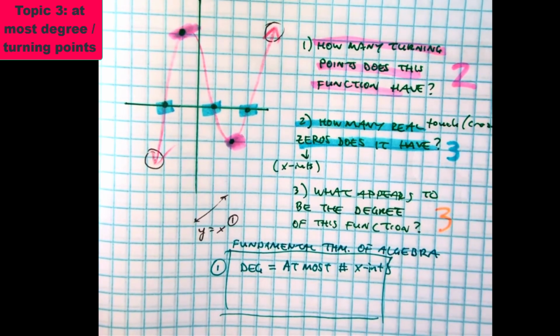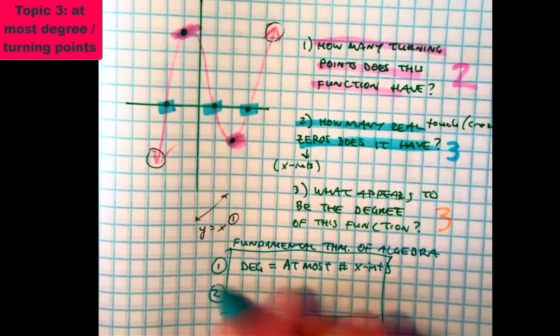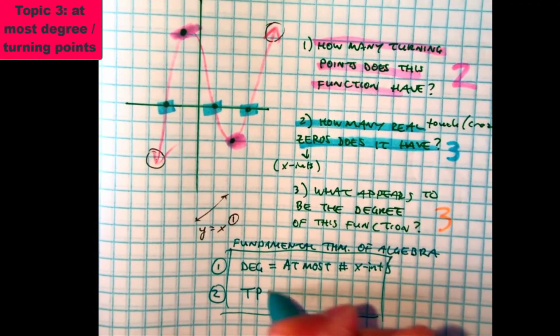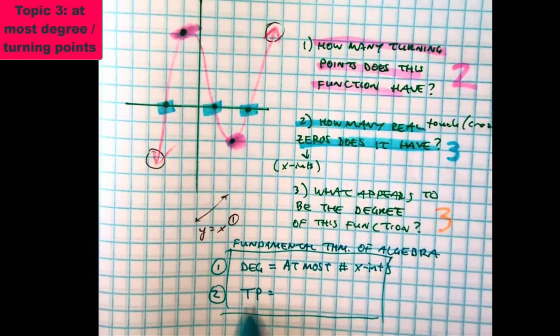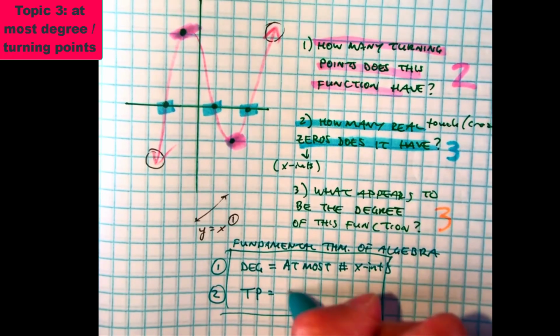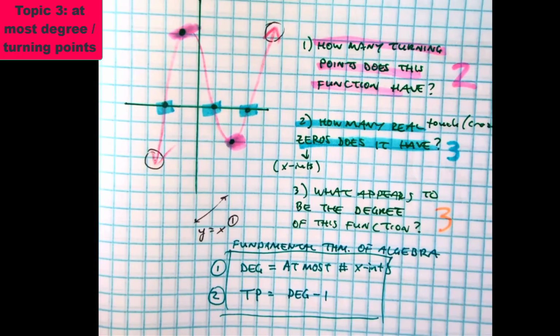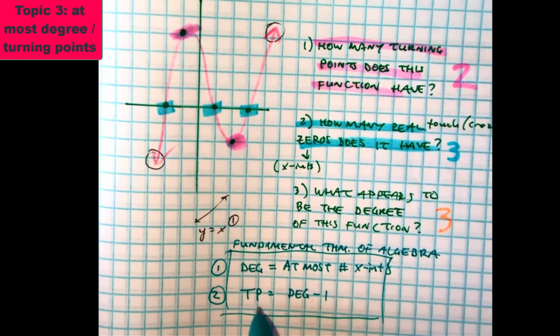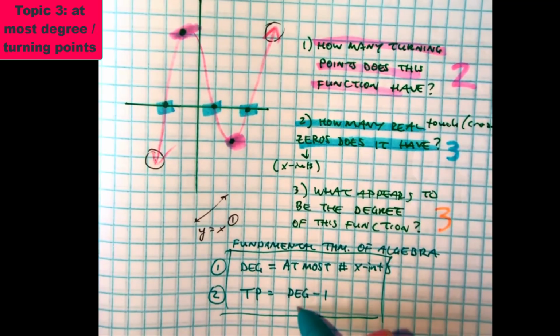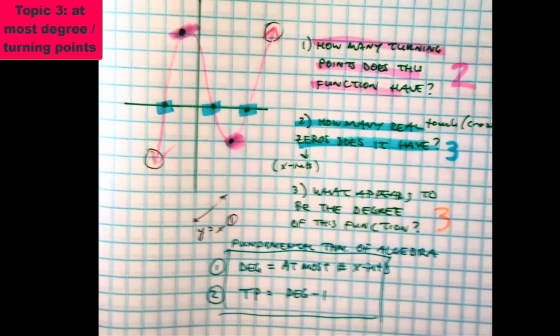And then the second idea we just learned from here is that the number of turning points, class, what does that stand for? Is going to be your degree minus 1. So the most amount of turning points we'll have is your degree minus 1. In this case, the degree is a 3. So 3 minus 1 gives us the 2.